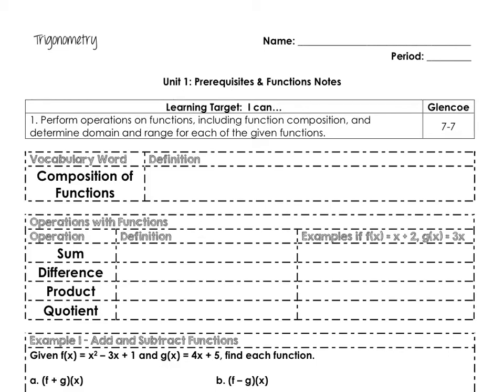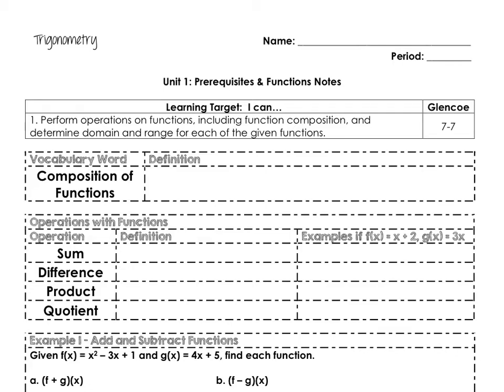This is your first lesson on performing operations on functions, including function composition. All these notes can be found in Glencoe 7.7, so please make sure that you're filling in aspects that I do not address. For example, I will not be telling you what the definitions are on your vocab. I will not be filling in the chart that is also on the top of this. I will be focusing in on examples.